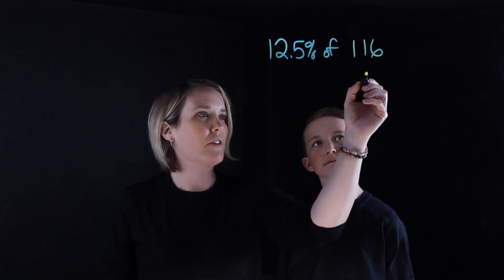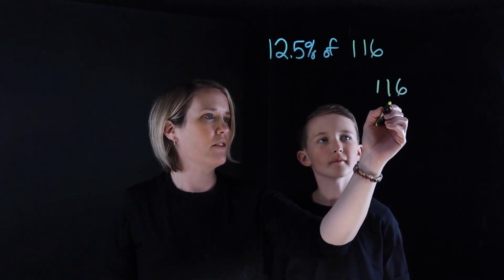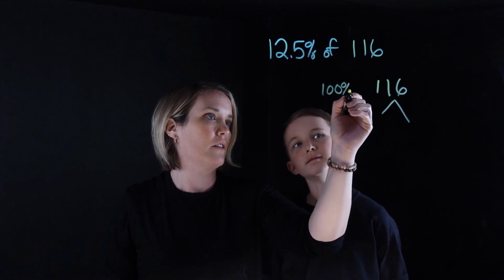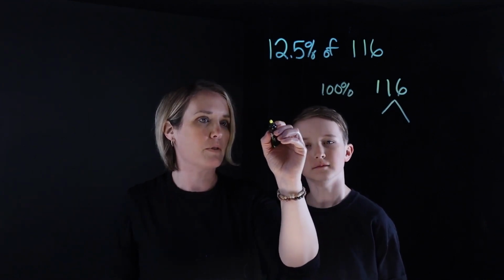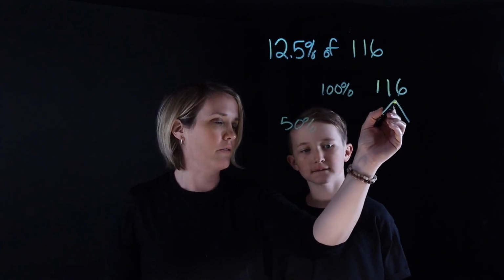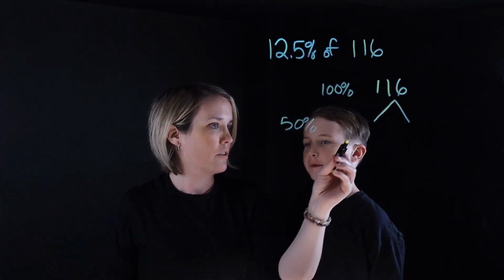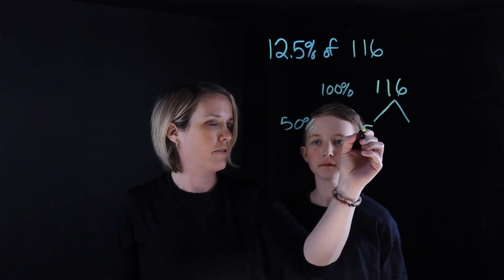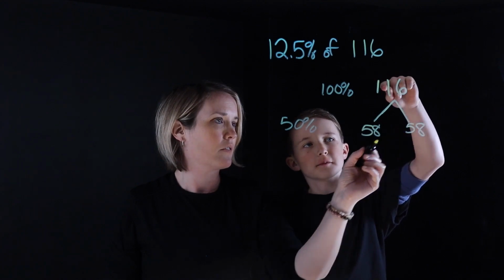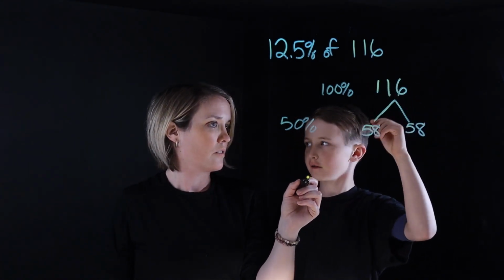So when you start off with 116, that's 100%, right? Mm-hmm. So to get 50%, you split that into 2. So what is 116 divided by 2? It would be 58. How did you know that so fast? Because 16 divided by 2 would be 8, and 100 divided by 2 would be 50, and add it, 58.